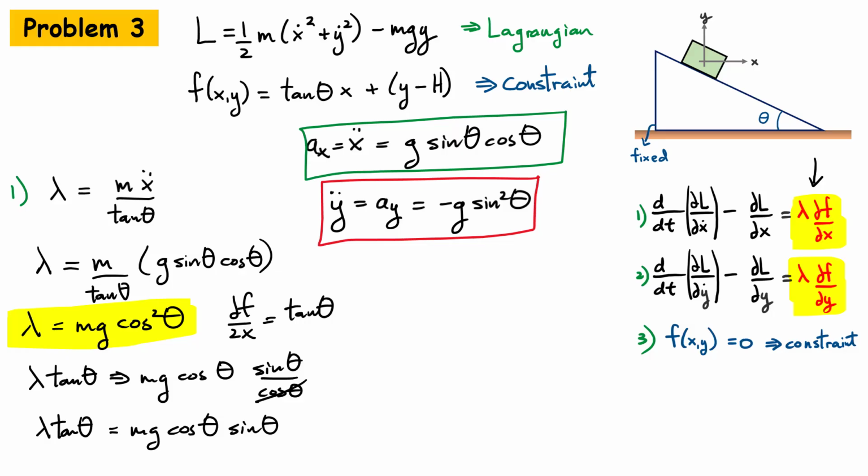What about for the y equation? Well, for the y equation, the term was lambda, rather, lambda times df over dy. What does this term signify? df over dy, that was only one. That was an easy one. So this term just reduced to lambda. So this here was mg cos squared of theta.